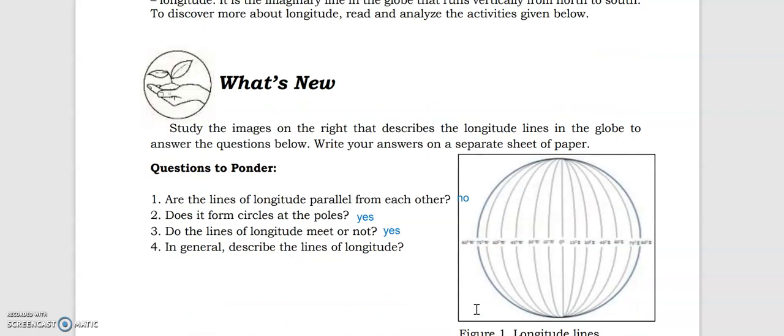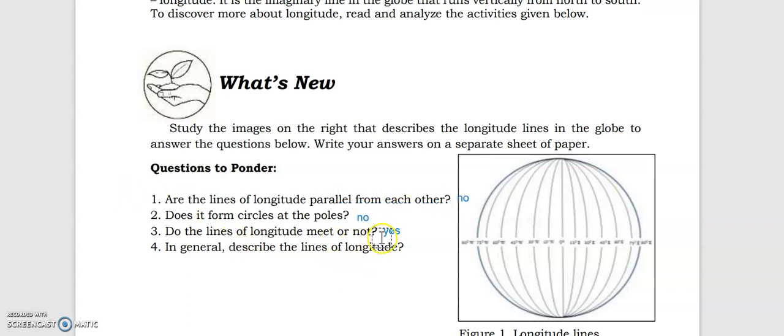So basically, longitude runs from north to south vertically. Okay? So, are the lines of longitude parallel from each other? No. Does it form circles at the poles? It's no. This should be no. Okay?